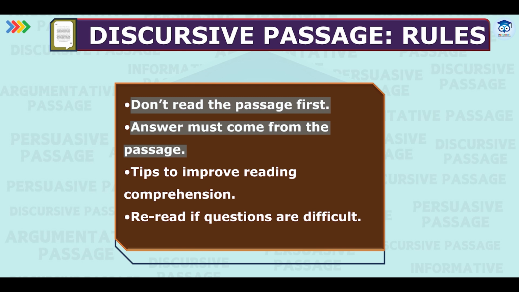Now, here are some tips to improve reading comprehension. If you don't understand a word, don't worry. A simple way is to reread the previous and next sentences to find clues that clarify the meaning. Finally, if a question feels tough, don't hesitate to reread. If questions are difficult, reading the passage again sharpens your understanding and helps you catch details you might have missed earlier. Following these simple steps will make reading discursive passages much easier and more effective.